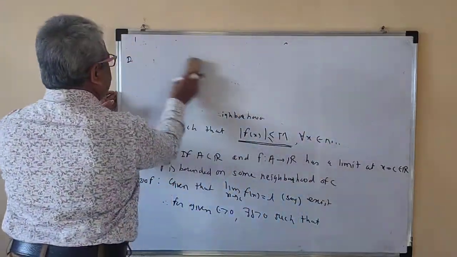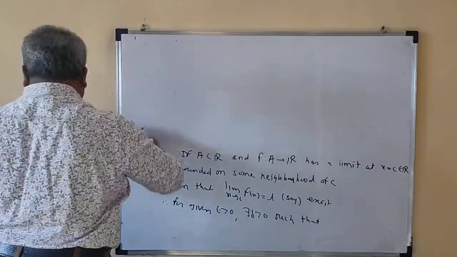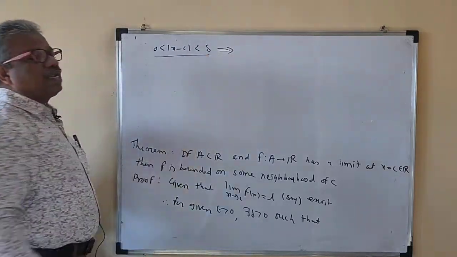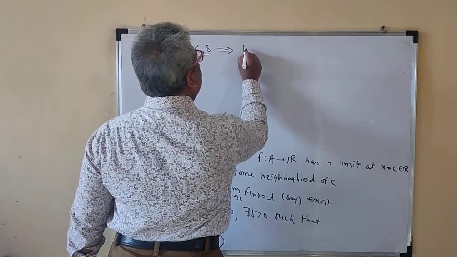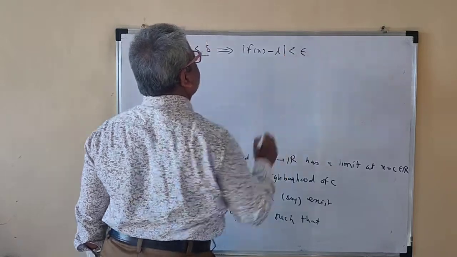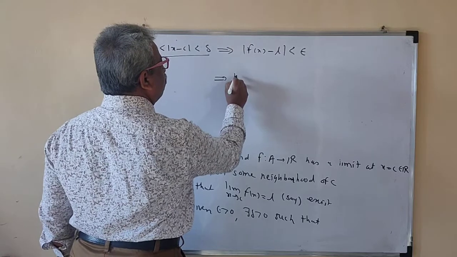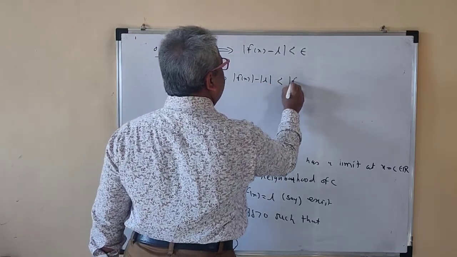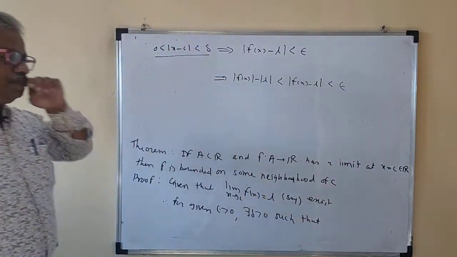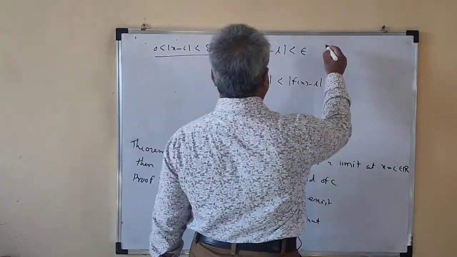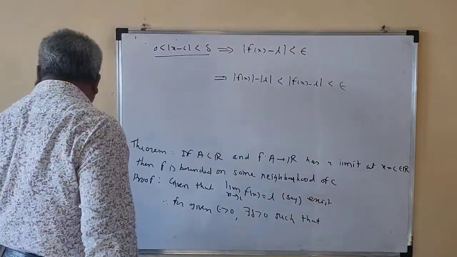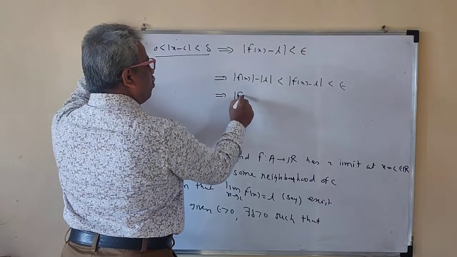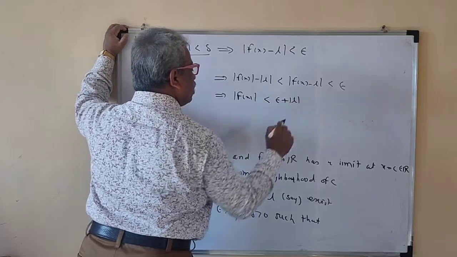this is a very simple theorem. If the limit exists, then the function is bounded. Such that 0 less than mod of x minus C less than delta, which is the delta neighborhood of C, mod of f of x minus L is less than epsilon. This implies that mod of f of x minus mod L is less than mod of f of x minus L, which is less than epsilon. We have seen this inequality, which gives mod of f of x is less than epsilon plus mod L.